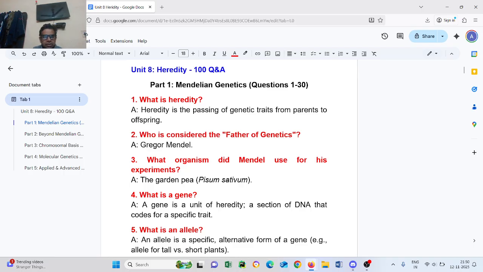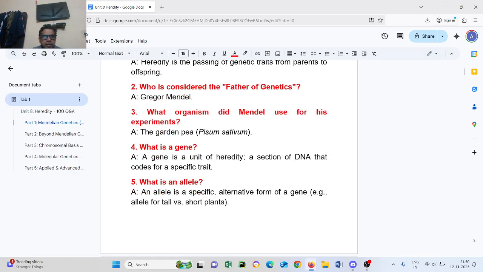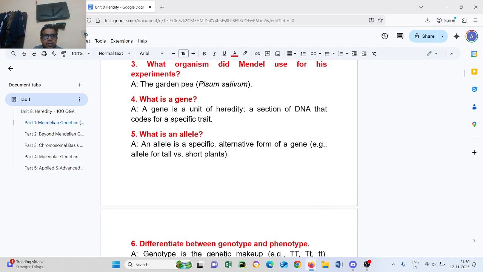What is a gene? A gene is a unit of heredity, a section of DNA that codes for a specific trait. What is an allele? An allele is a specific alternative form of a gene. Example, the alleles of tall versus short plant.